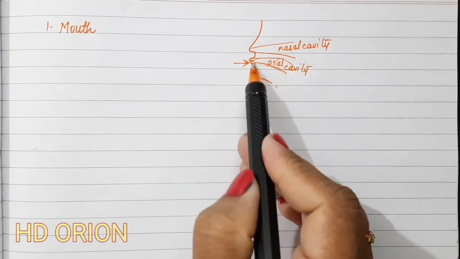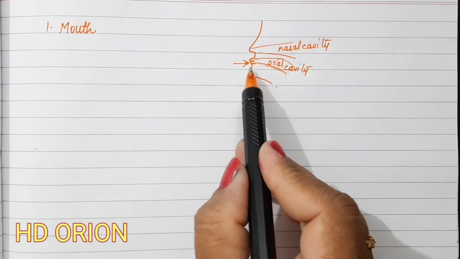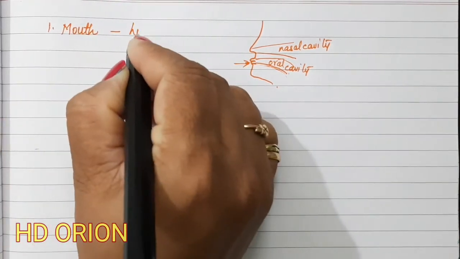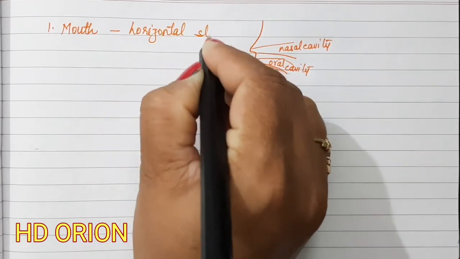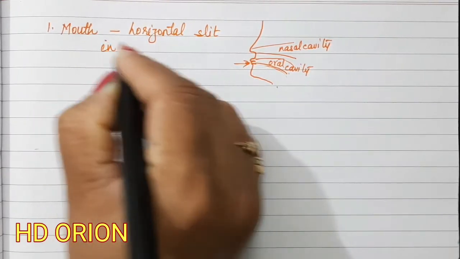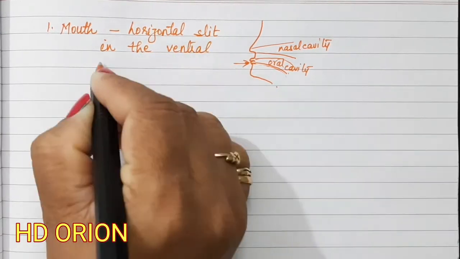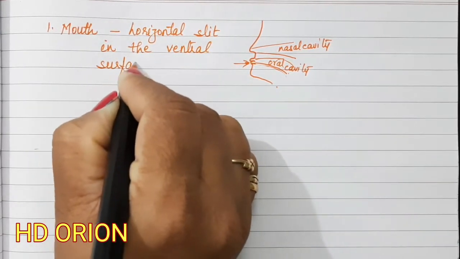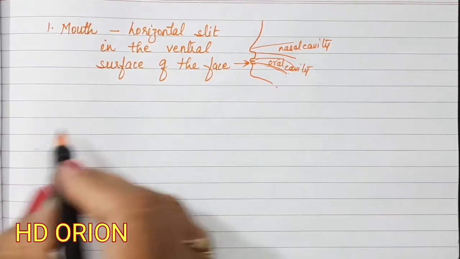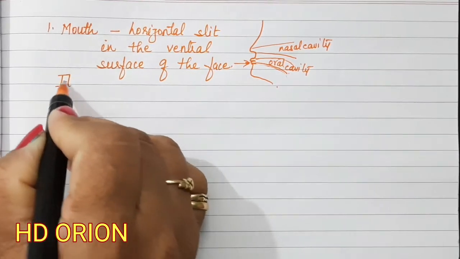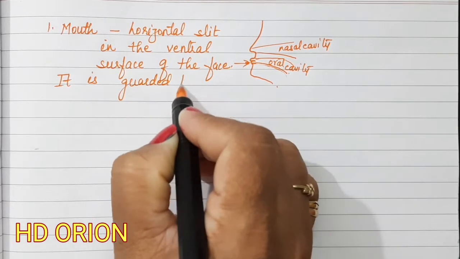So mouth is a very small part. How can we define the mouth? This is actually a slit. It is a horizontal slit in the ventral part, the ventral surface of the body, in the ventral surface of the face, and it is guarded by 2 lips, the upper and the lower lip.